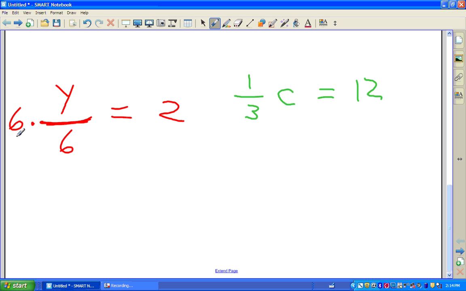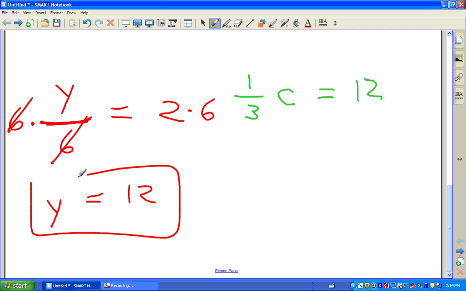Whatever I do to this side, I have to do to this side. So I'll multiply by 6. 6 divided by 6 cancels. I'm left with just y. 2 times 6 is 12. There's my answer. It's that simple. Okay, moving over here, let's go with the green one.